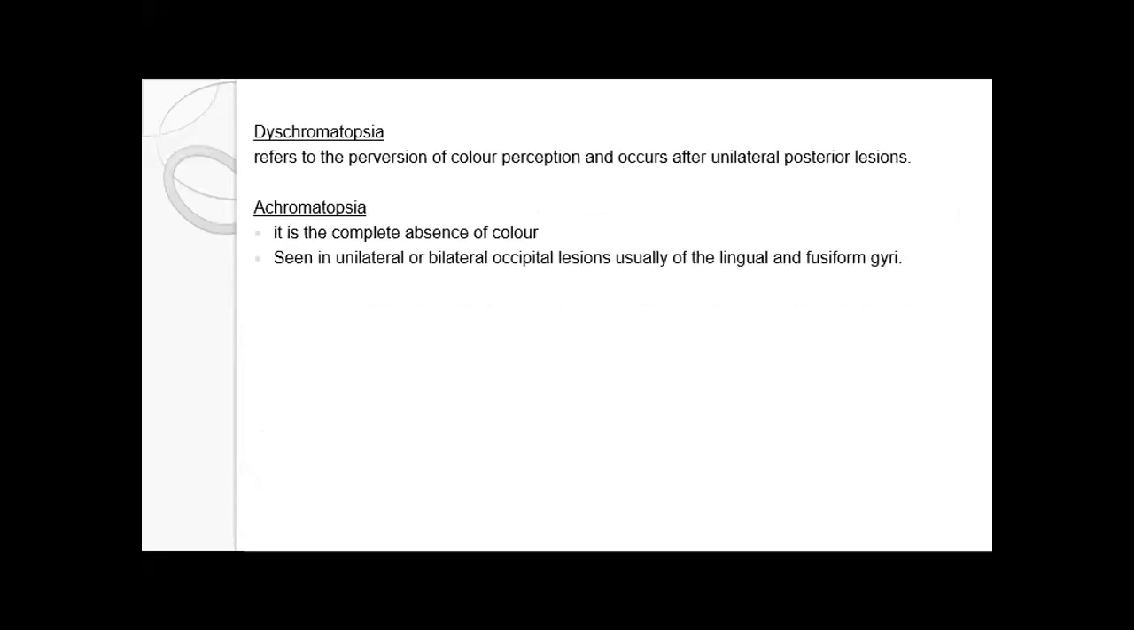Then there is dyschromatopsia and achromatopsia. Dyschromatopsia is perversion of color perception, and this occurs after unilateral posterior lesions. And achromatopsia is complete absence of colors, and this is seen in unilateral or bilateral occipital lesions, usually in the lingual and fusiform gyri.